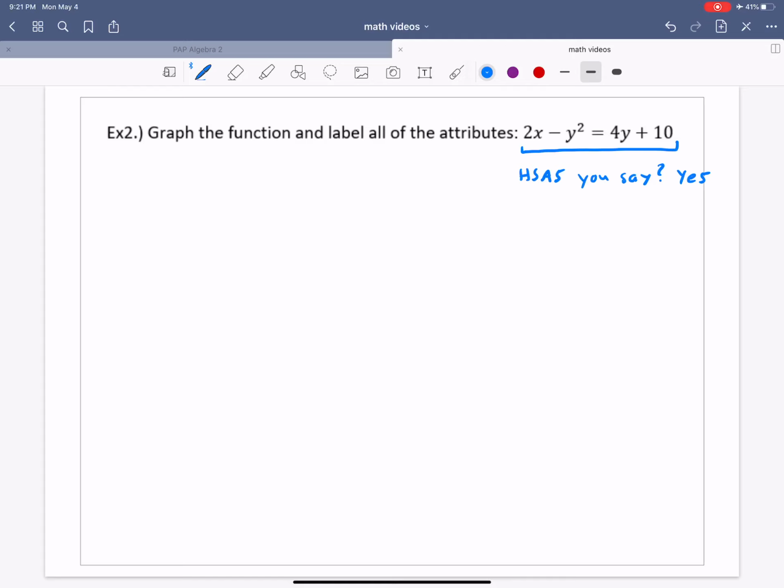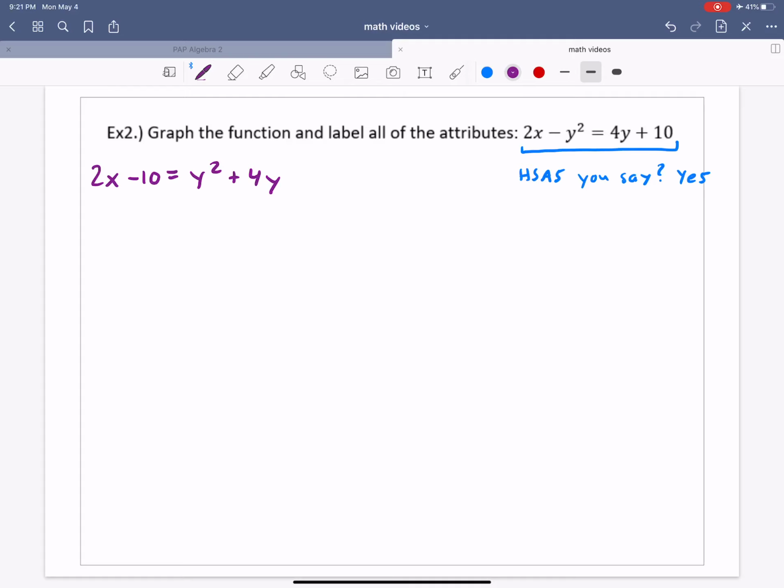So before we can have some fun finding the attributes here, we have to do a little bit of work with HASAS. Very clearly you can see by looking, this is not formatted the way that we want it to be. So what I'm going to do is get the y values on one side and the x values and the constant on another. Algebraically speaking, we've got 2x minus 10 equals y squared plus 4y. That's just some basic algebra of moving some terms around. I don't need to go into a lot of detail on that.